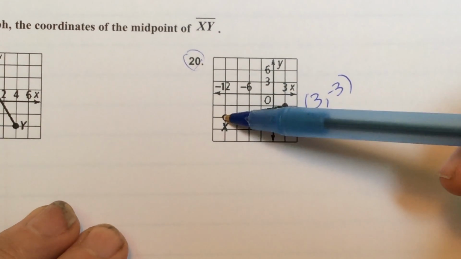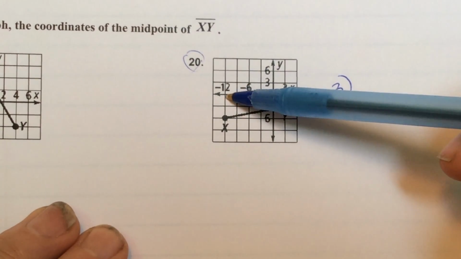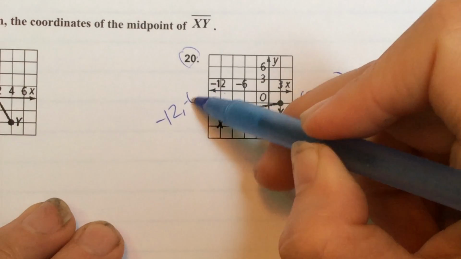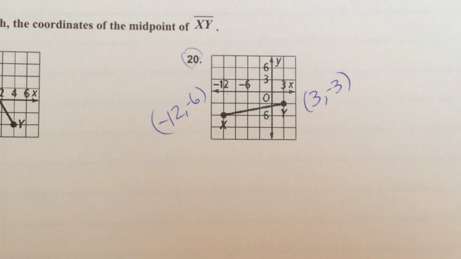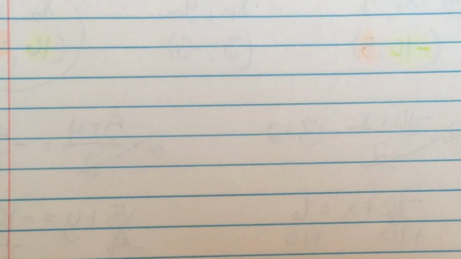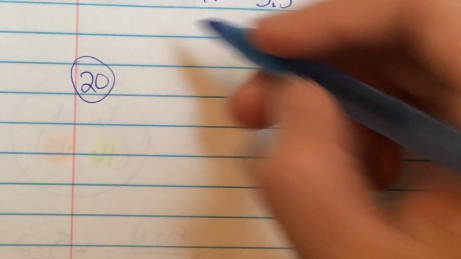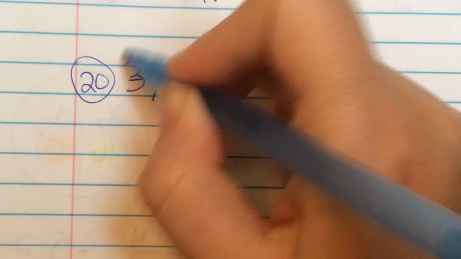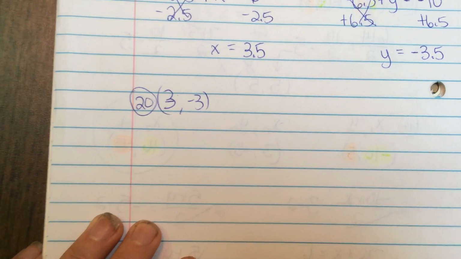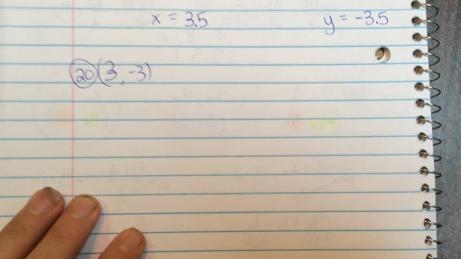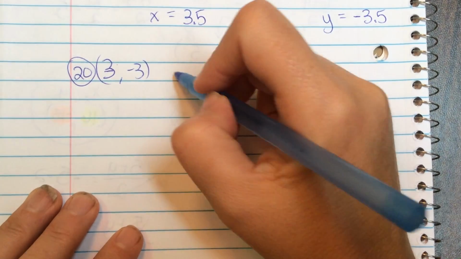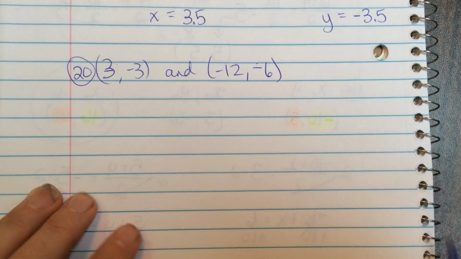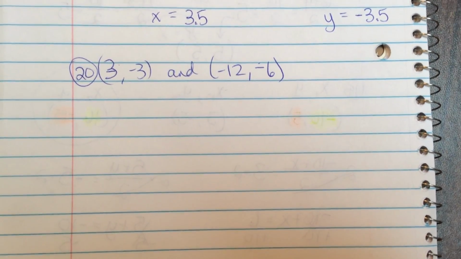And then I'm looking here now at the second point. So we go over negative 12 and down 6. So this is negative 12, negative 6. All right, so we have our 2 coordinate points. Now that we know what they are, so we're at 3, negative 3. I can zoom back out now. I wish this thing didn't shake so much. And we have negative 12, negative 6.